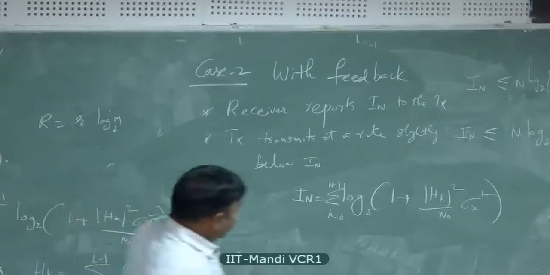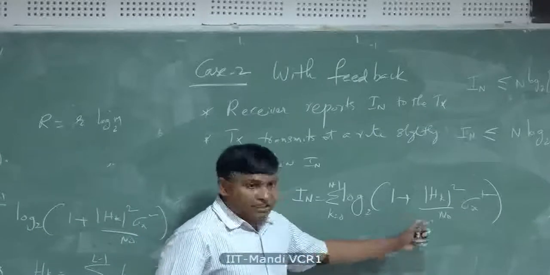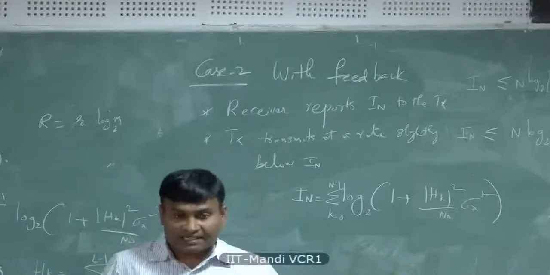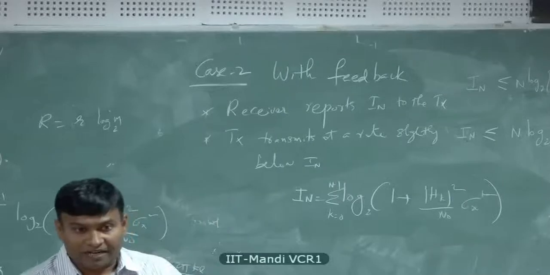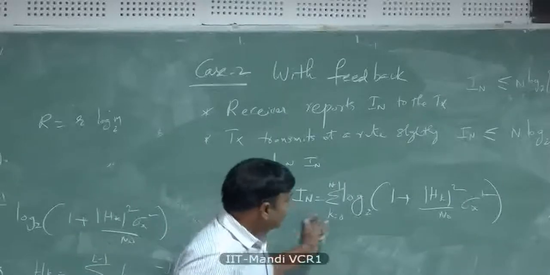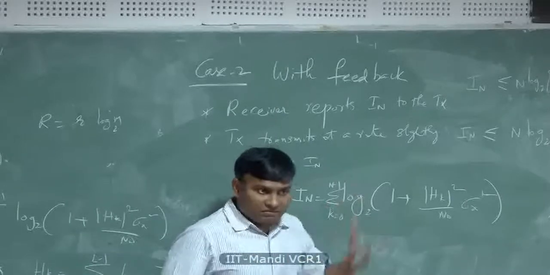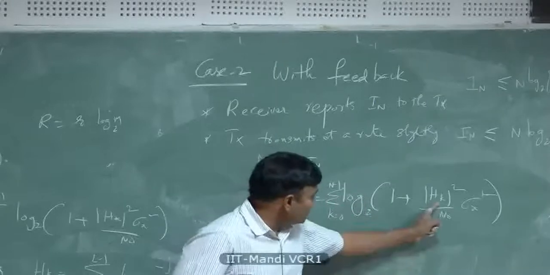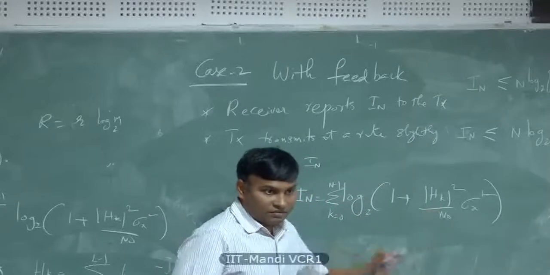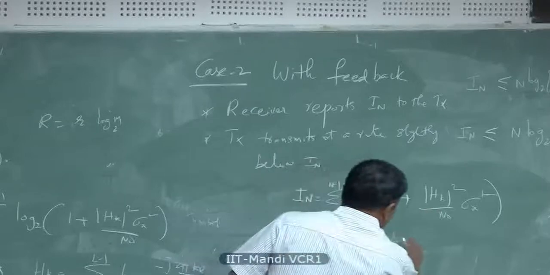Okay? And if the channel length is very small, let us say L equal to 1, and if you have a flat fading channel, you can see that this rate goes through a lot of fluctuations because this will be flat faded, if the channel length L equal to 1.